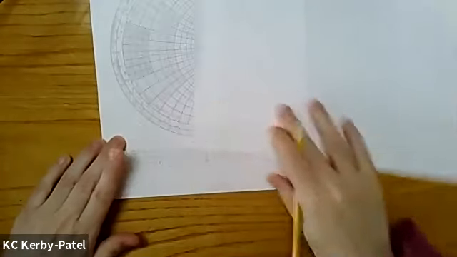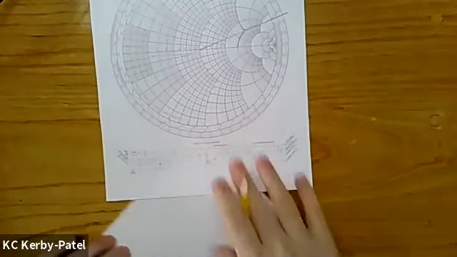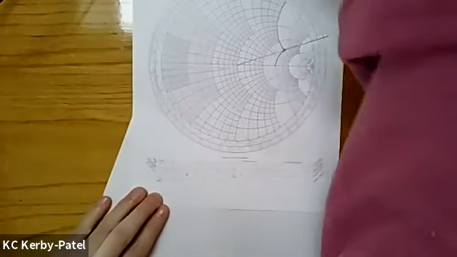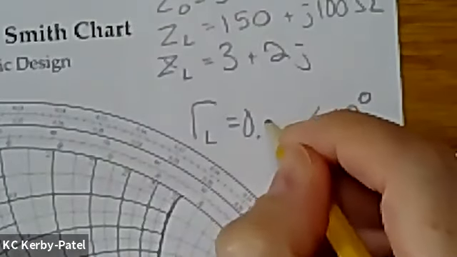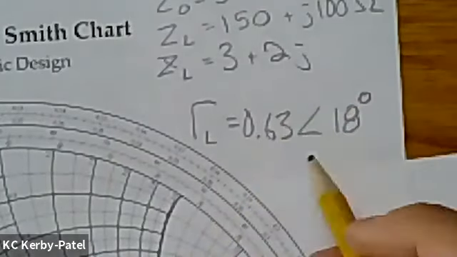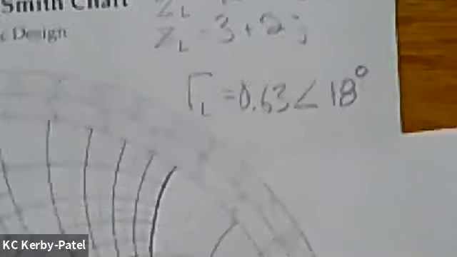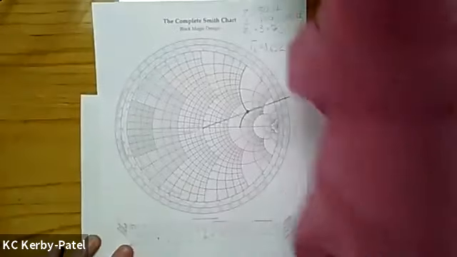Make a little mark. And I get that the magnitude of my reflection coefficient, if I zoom in on my little mark right here, you can see it's between 0.6 and 0.7. That looks like about 0.63 to me. So then up here, I can write down that my load reflection coefficient is 0.63 at an angle of 18 degrees. All right, cool.